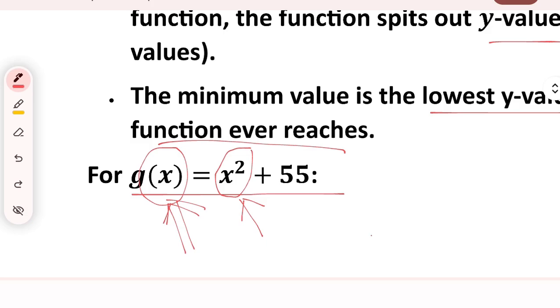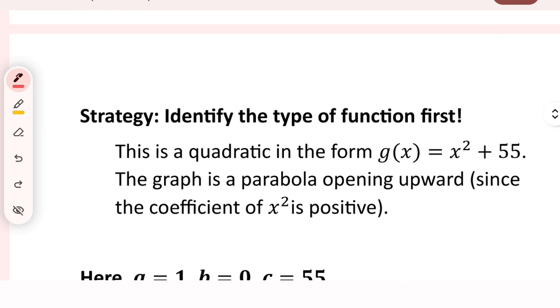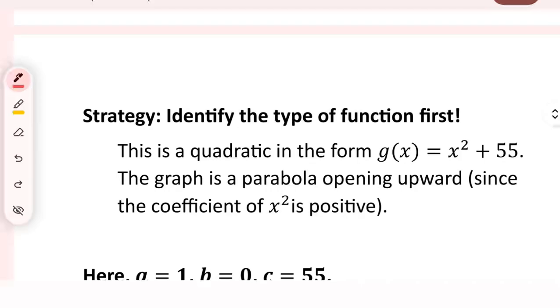All right, let's go. So this is the strategy now. Our strategy is to identify the type of function first. What type of function is it?